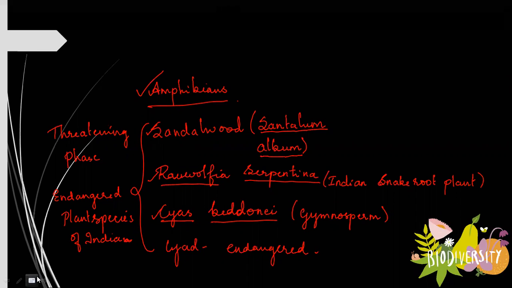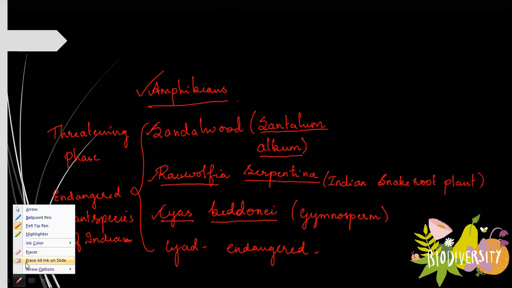So this is about today's class on the loss of biodiversity. We are in the last part of loss of biodiversity. Hopefully everyone has understood it. If anyone has not understood, please do ask me the question. So we'll go to the questions part. Before that, has everyone noted down? I'll clear the ink. If not, please take a screenshot or write down quickly.